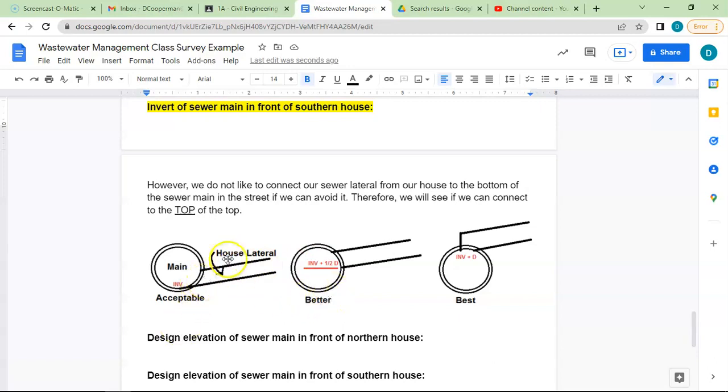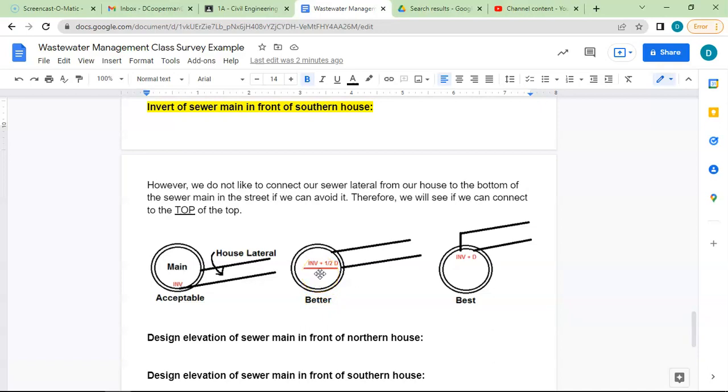A better design is to tap in at least halfway. So that would make the invert at this point right here, the invert of the pipe plus half of the diameter. So if this was invert 100.00 at the bottom, and this was a 6-inch pipe, then you have to convert it to feet. So a 6-inch pipe would be 0.5. The invert right here will be 100.5. It's the invert at the bottom of the main plus half of the diameter of the pipe.